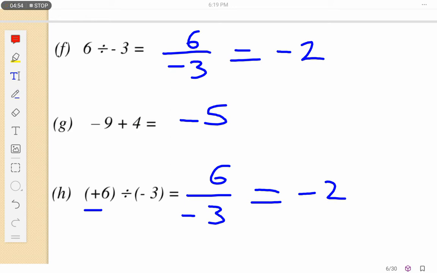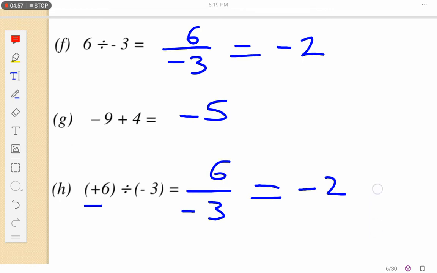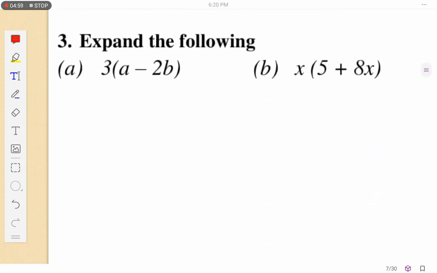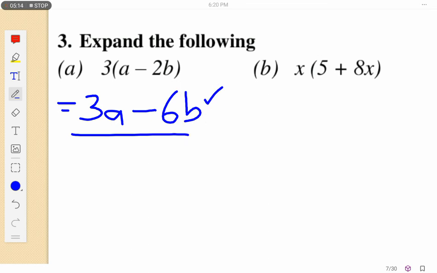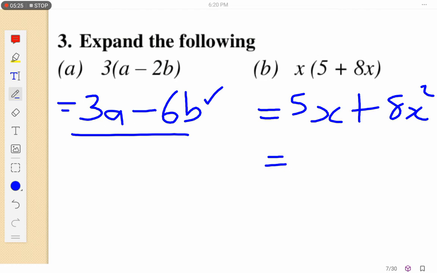Moving on, we are expanding now. For this one, you are simply multiplying 3 with each and every element inside the bracket. So I will have 3 by a, 3a, 3 by minus 2b, I get minus 6b. Part B, I do the same, so I'll get 5x plus 8x squared. If you want, you can leave it like that, or you can start with the squared: 8x squared plus 5x. It's one and the same thing.